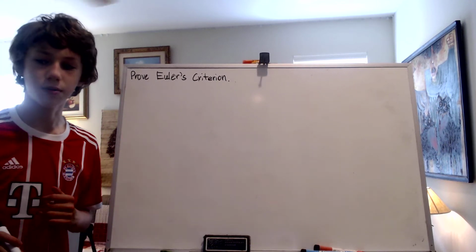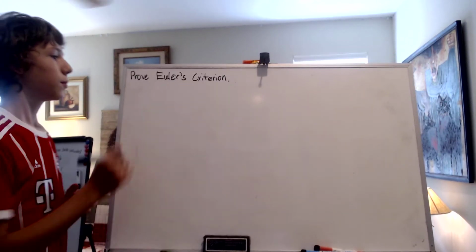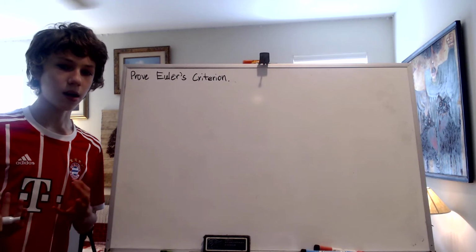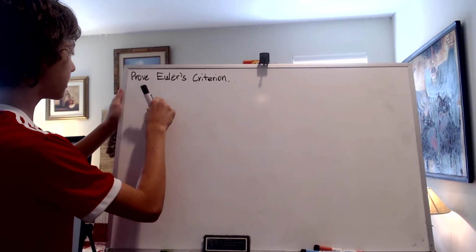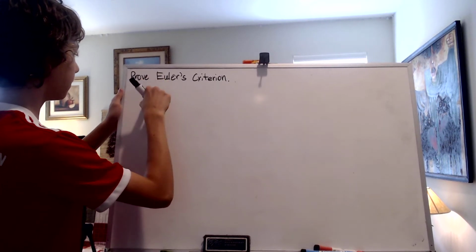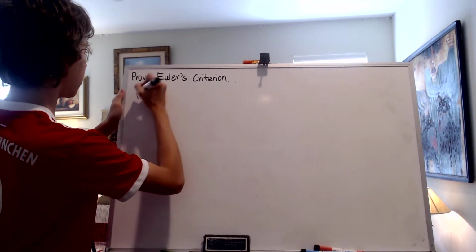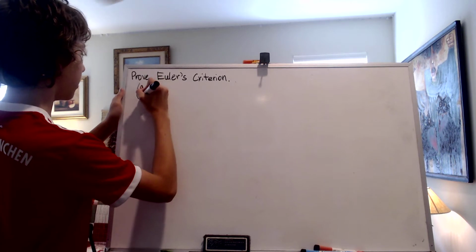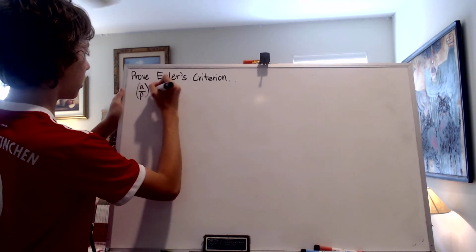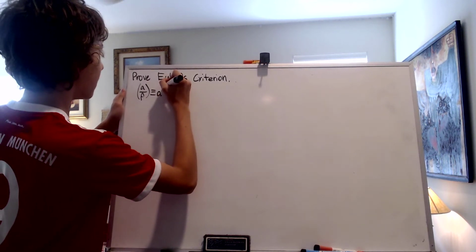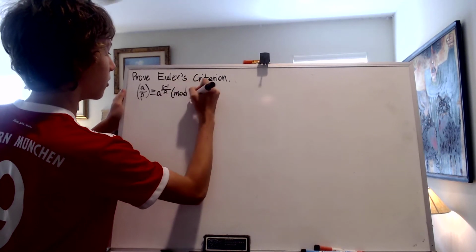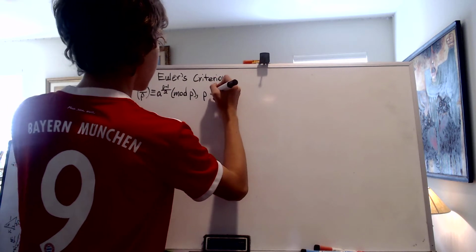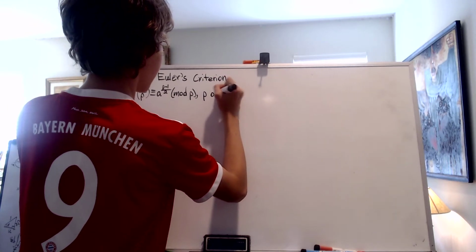Okay, welcome back, room. So today I'm going to do a video on proving Euler's criterion, and I'm going to give you Euler's criterion right now. What Euler's criterion states is that if we have some residue a, the Legendre symbol of a is congruent to a to the (p minus 1) over 2 mod p, where p is an odd prime.